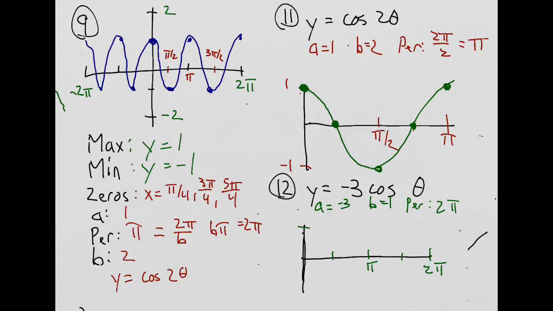Now this one. Amplitude is 3, so it's going to be going from 3 to negative 3. But then remember, that's a negative 3 in the function. So I'm going to start down here instead of up there. Okay, so this guy, I'm just going to put in some dots, following the usual pattern for cosine, and sketching the curve.